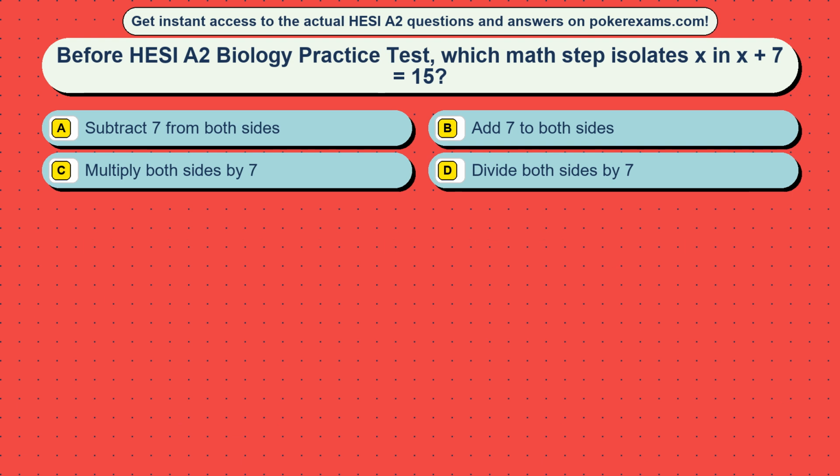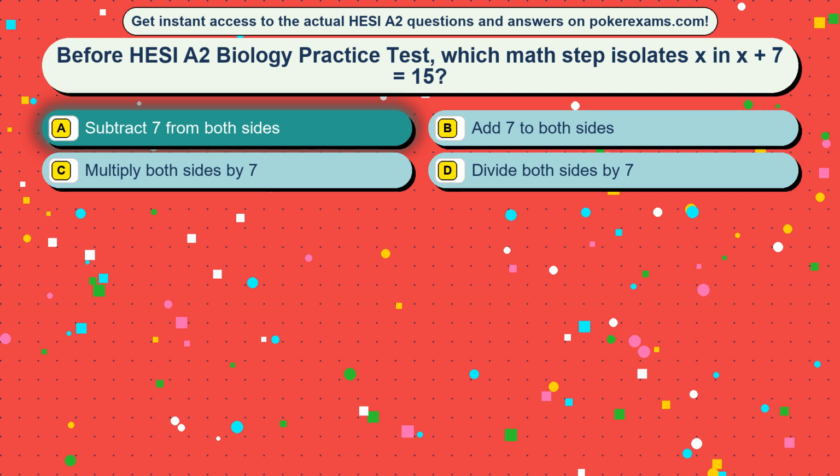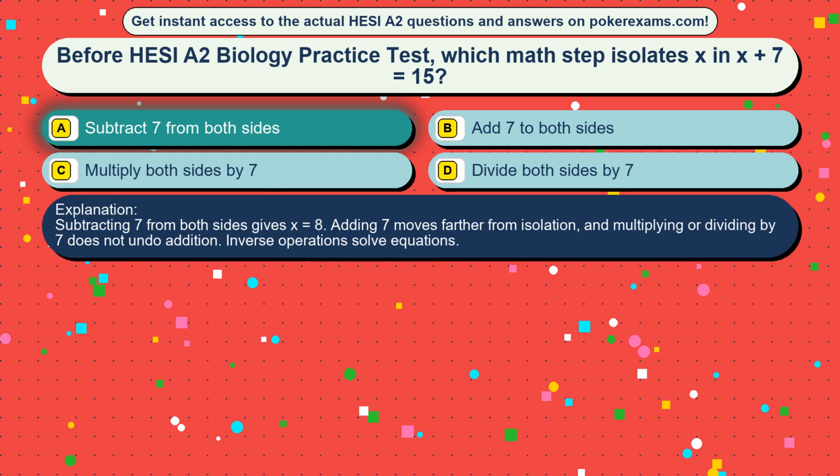Question 25. Before HESI A2 Biology Practice Test, which math step isolates x in x plus 7 equals 15? Option A, subtract 7 from both sides. Option B, add 7 to both sides. Option C, multiply both sides by 7. Option D, divide both sides by 7. The correct answer is option A, subtract 7 from both sides. Subtracting 7 from both sides gives x equals 8. Adding 7 moves farther from isolation, and multiplying or dividing by 7 does not undo addition. Inverse operations solve equations.